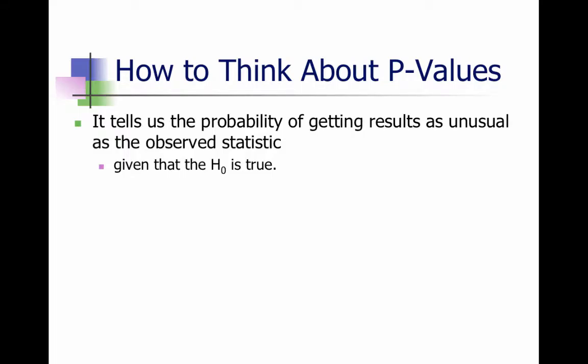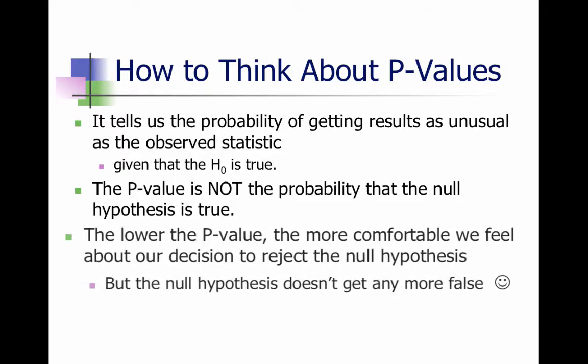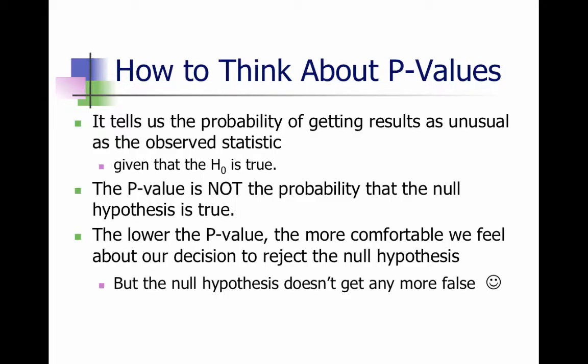The p-value tells us the probability of getting results as unusual as the observed statistic. This is always given that the null hypothesis is true. The p-value is not the probability that the null hypothesis is actually true. It is the probability that the observed statistic would occur given the null hypothesis is true. We're always working under the assumption that the null hypothesis is true until our p-value tells us otherwise. The lower the p-value, the more confident we feel about our decision to reject the null, but that doesn't mean that the null is more false if you have a p-value of 1% or if you have a p-value of 6%.